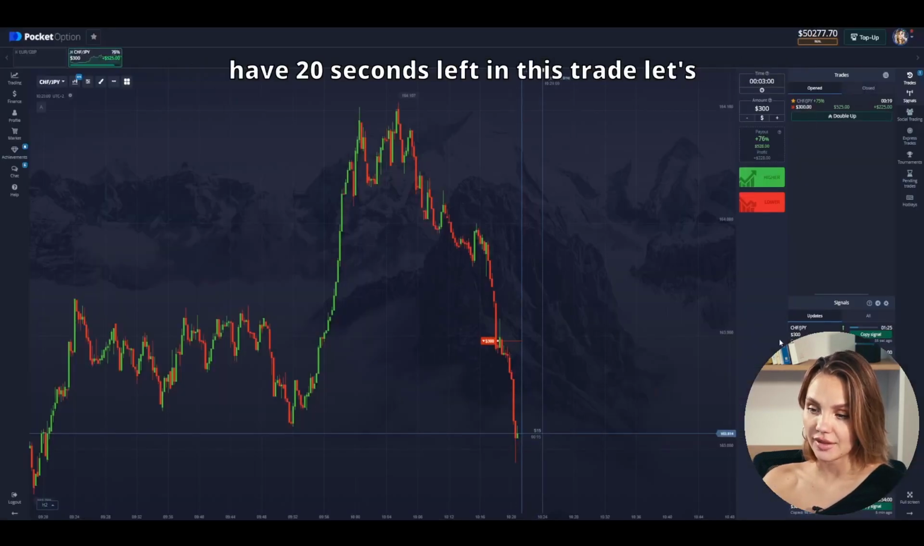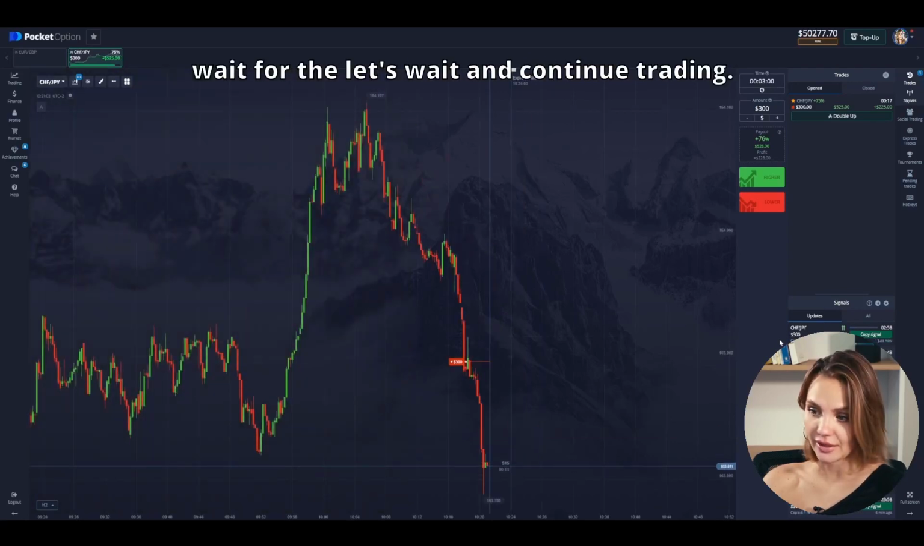We have 20 seconds left in this trade. Let's wait and continue trading.